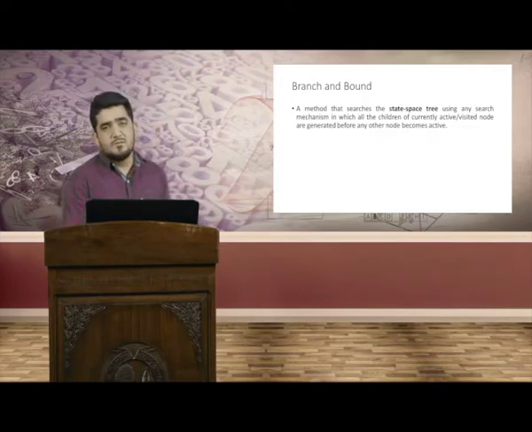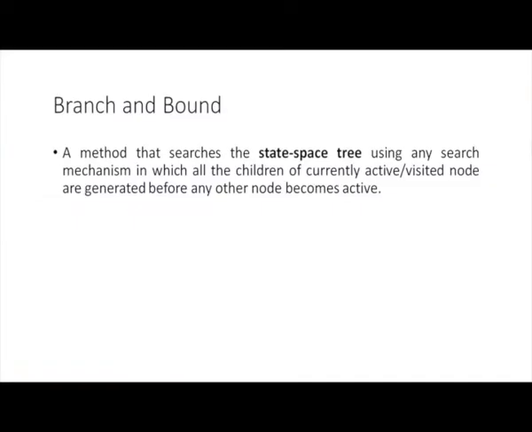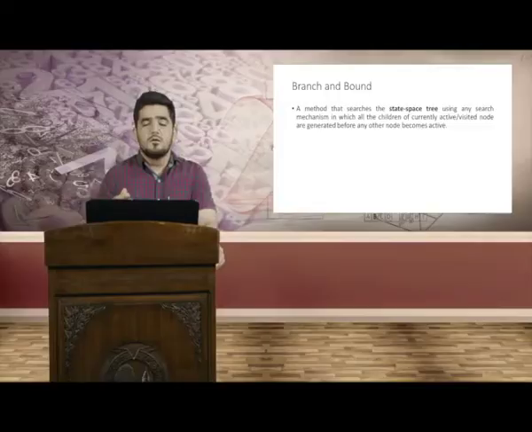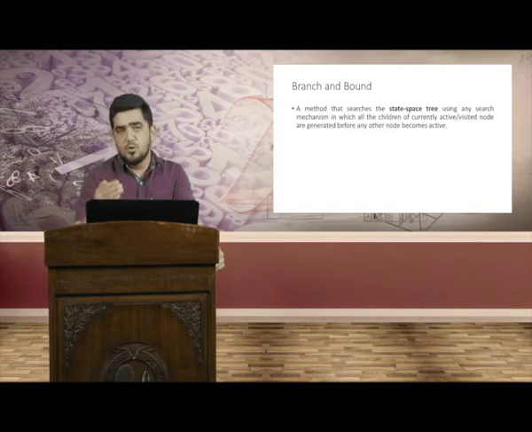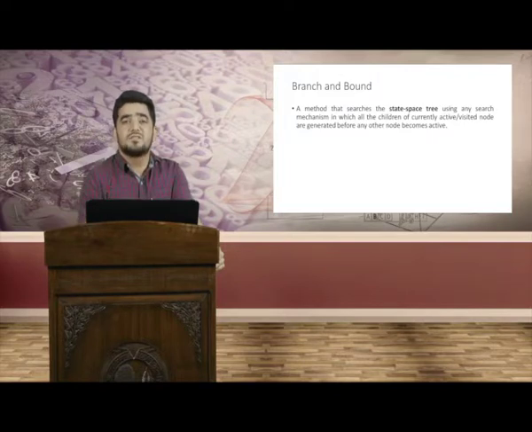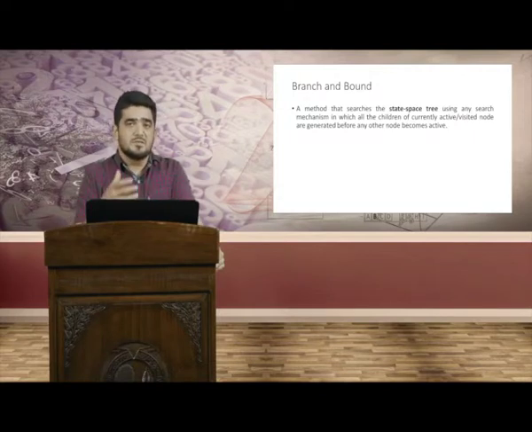So if you look at the screen, the branch and bound technique is basically a method that searches the state space tree using any search mechanism in which the children of the currently active node are generated before any other node becomes active. You might remember in backtracking that whenever a node becomes active, we test whether this node can be expanded, and if it is feasible, we generate one of its children, and then the child, if it is again feasible, becomes an active node.